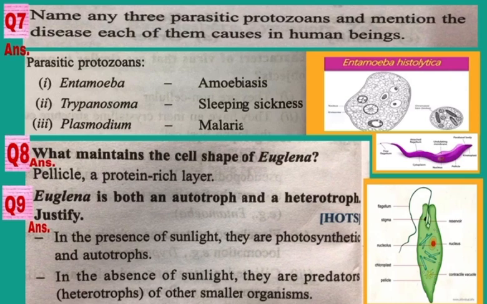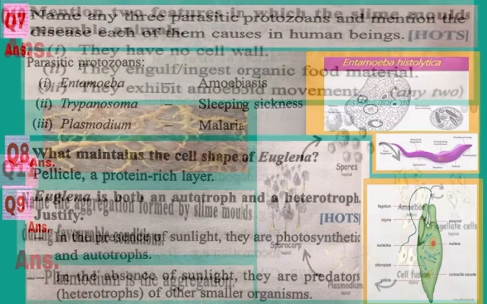But when sunlight is not available, they are predators and feed on smaller organisms. So at this time they are heterotrophs. So Euglena is both autotroph as well as heterotroph, and a diagram of Euglena is given here in front of you.